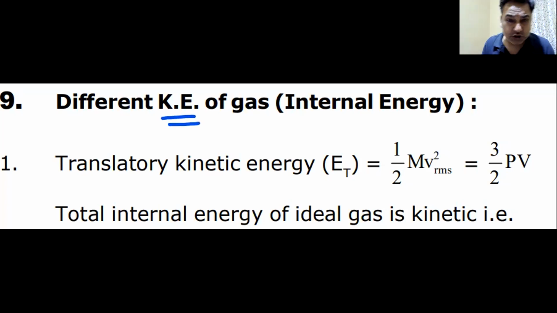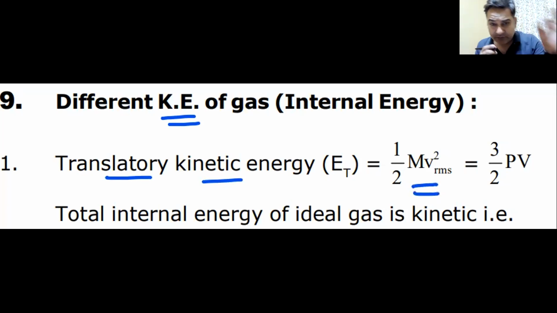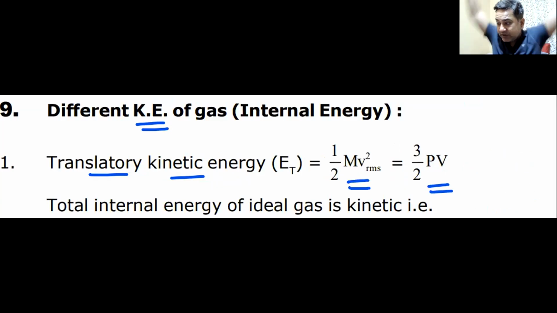Kinetic energy of gas. They ask you in different ways. They can ask you what is the translational kinetic energy or average translational kinetic energy. The answer is half into total mass m into v squared rms. You can write it like this: 3 by 2 into P into V, where P stands for pressure and V stands for volume. This is the total translational kinetic energy of all the molecules put together.